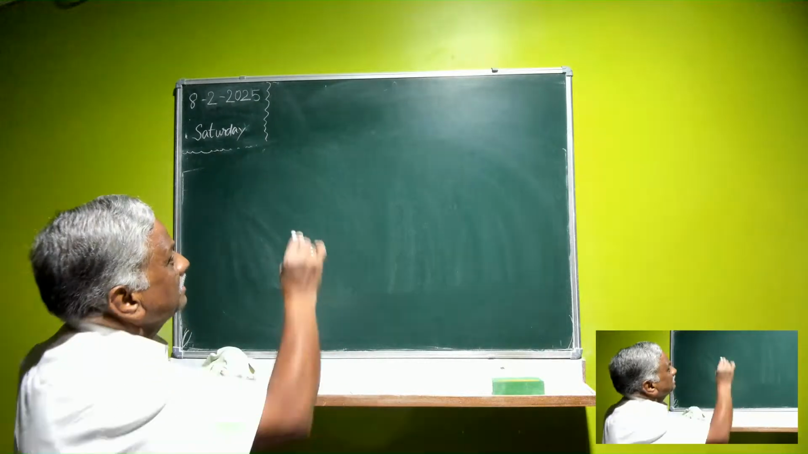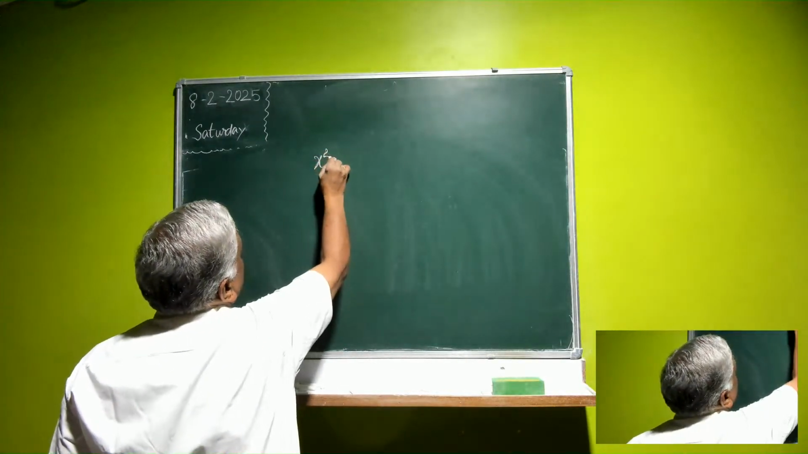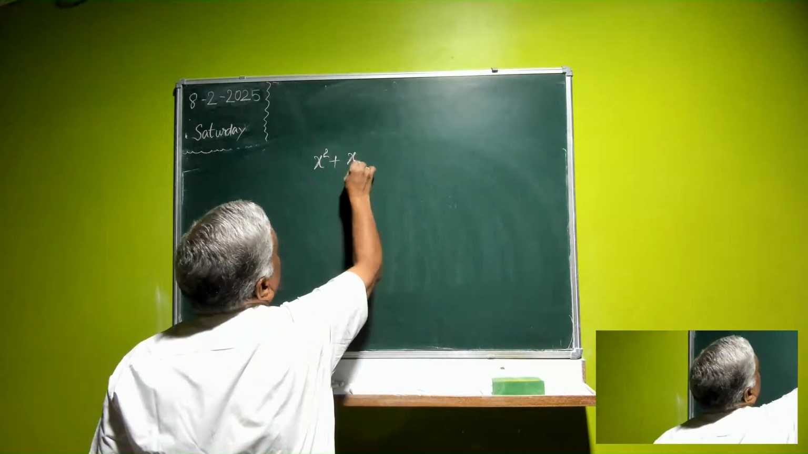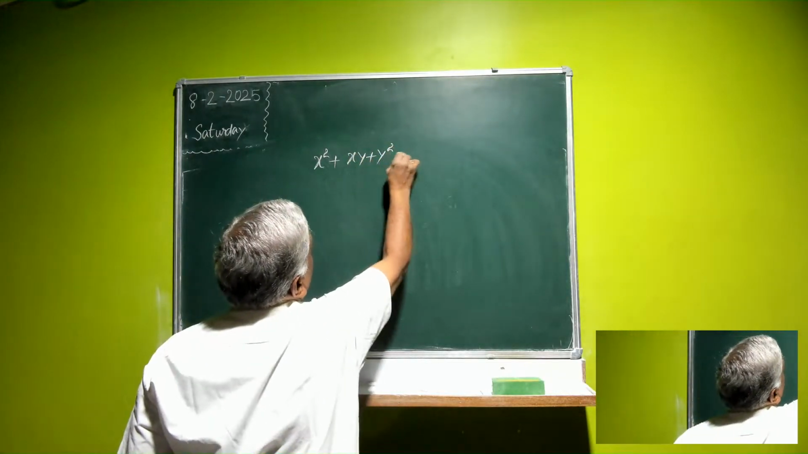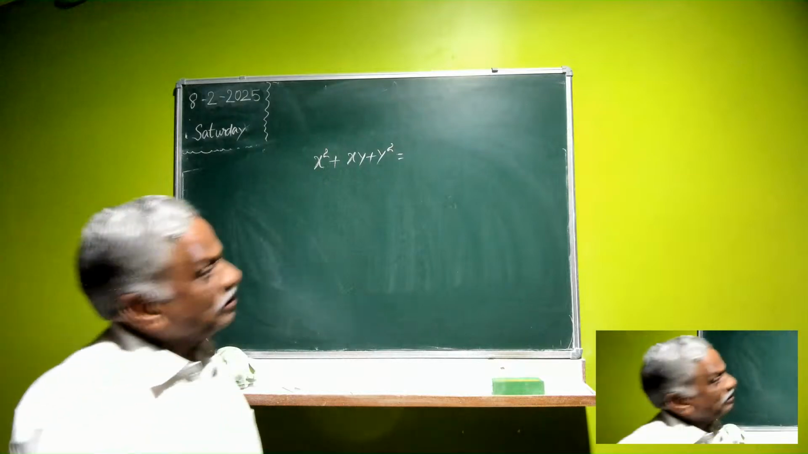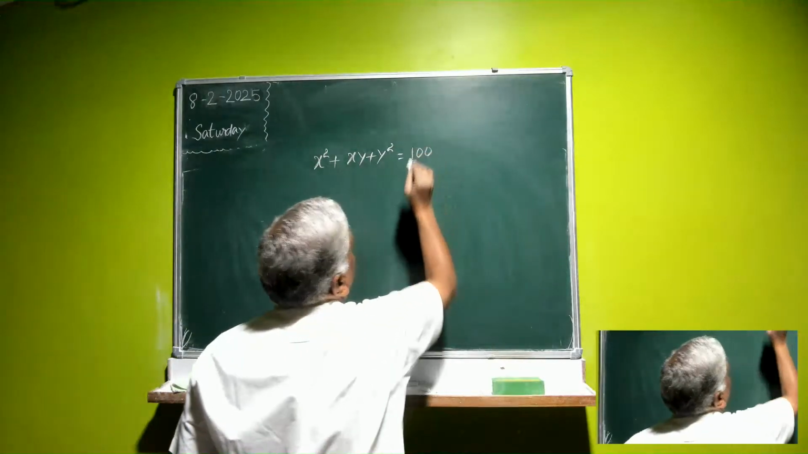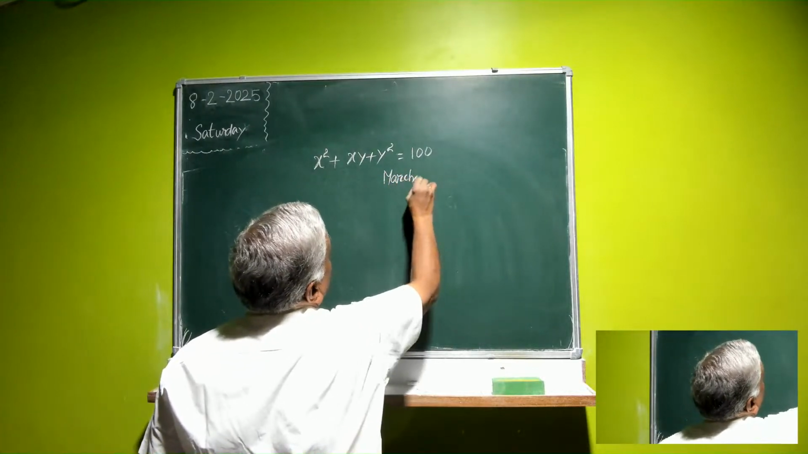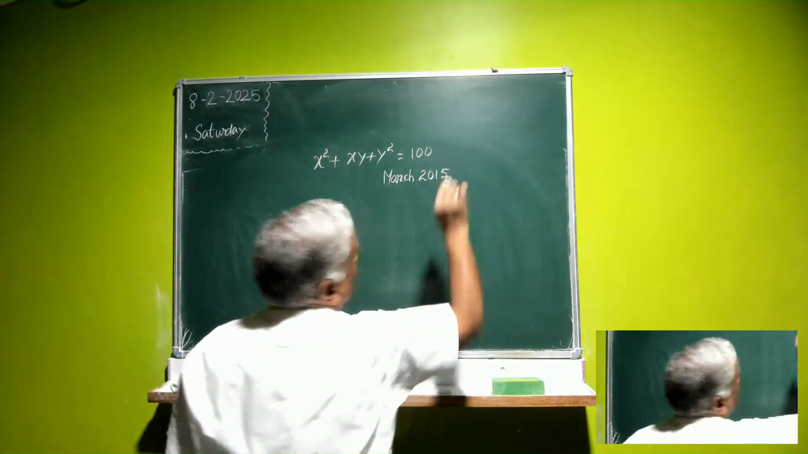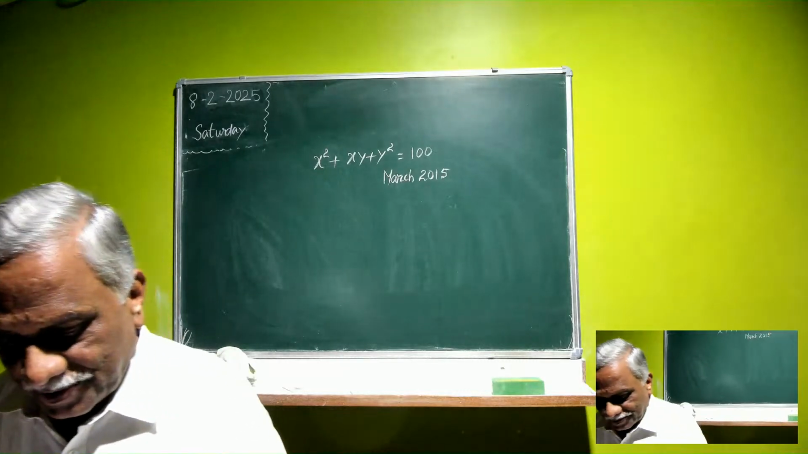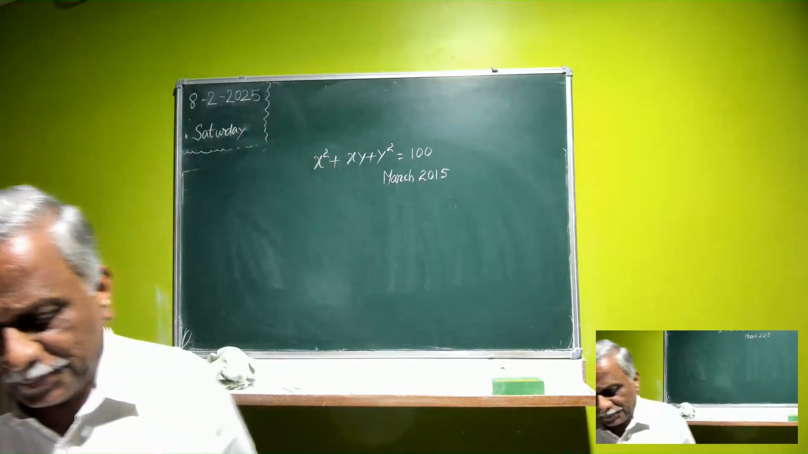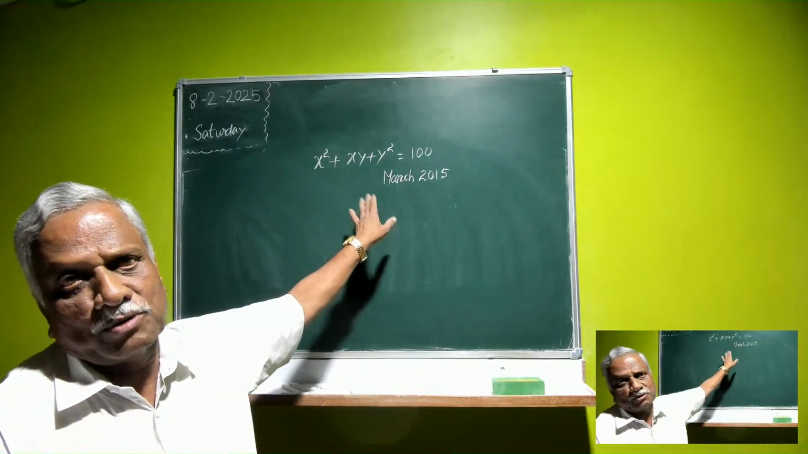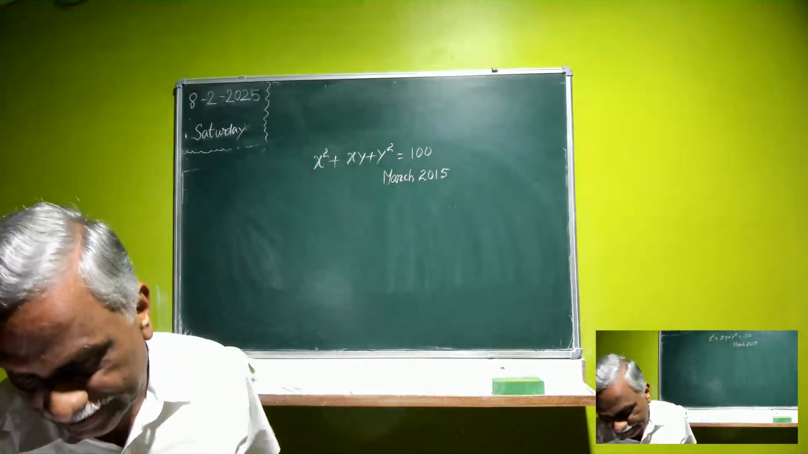Now the next question is the same here. x square plus xy plus y square is equal to 100. This question has been asked in March 2015, which I worked yesterday. Therefore, there is no need of working. So you can refer, we have done this problem yesterday. It's a problem on implicit function.